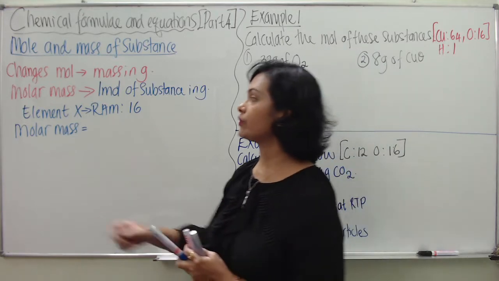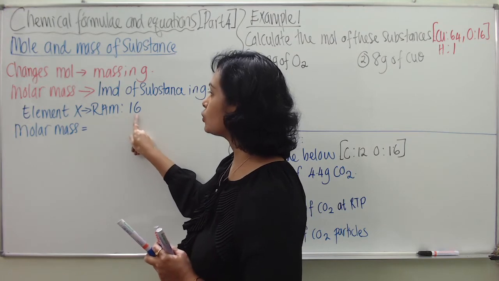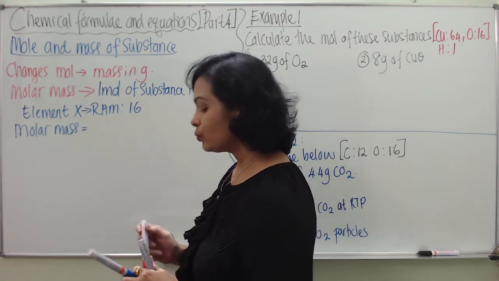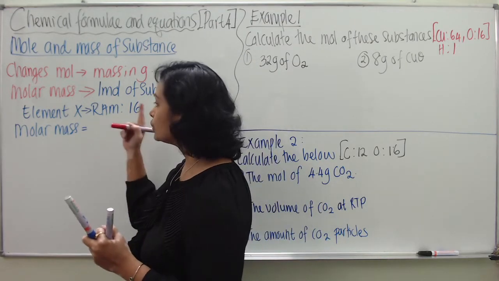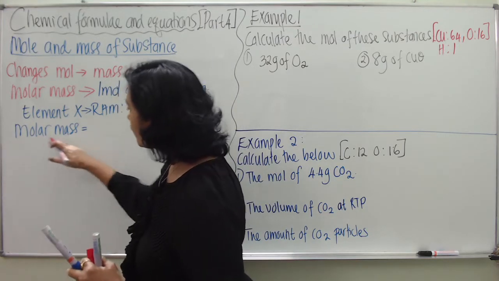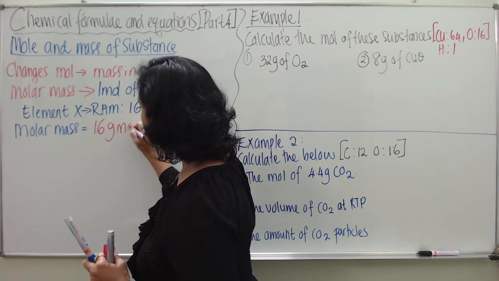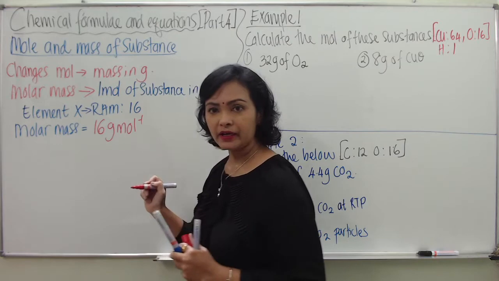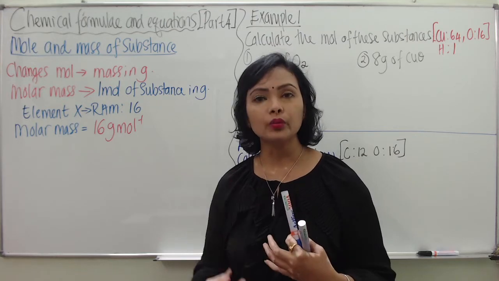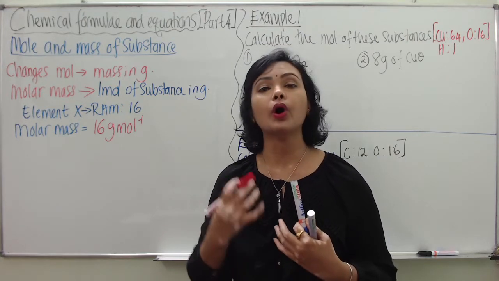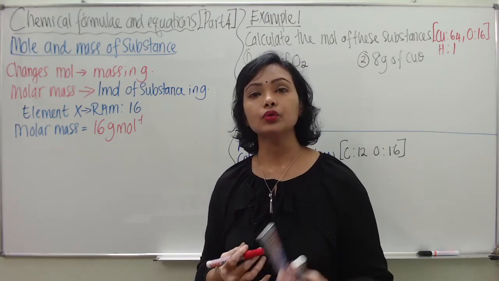Now let me explain further. For instance, just say element X has a relative atomic mass of 16. This shows that we can convert the relative atomic mass into molar mass, where the molar mass for element X will be 16 gram per mole. So teacher repeats: mole and molar mass help us to convert the mass of an element, atom or a compound into the unit of gram.